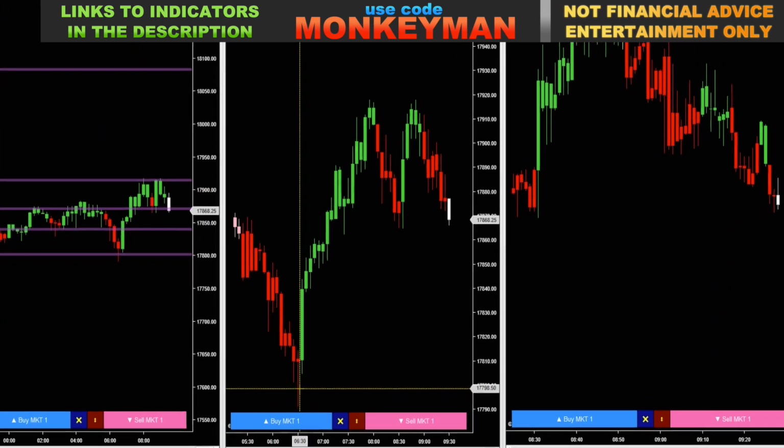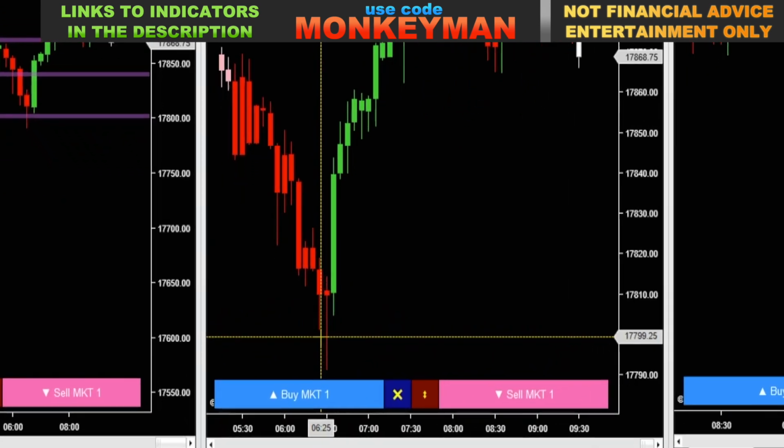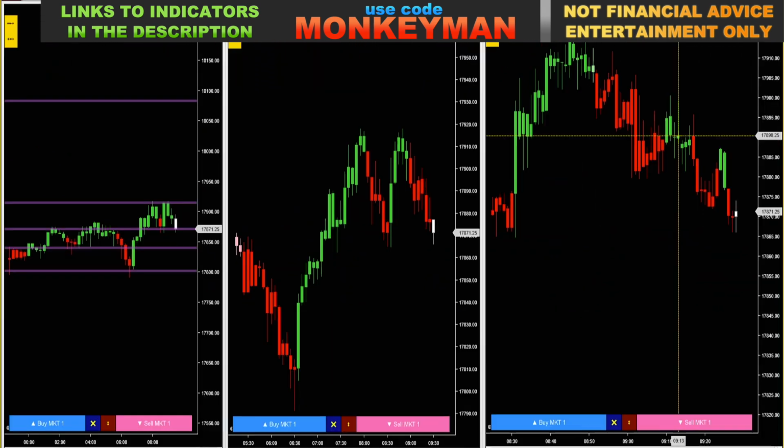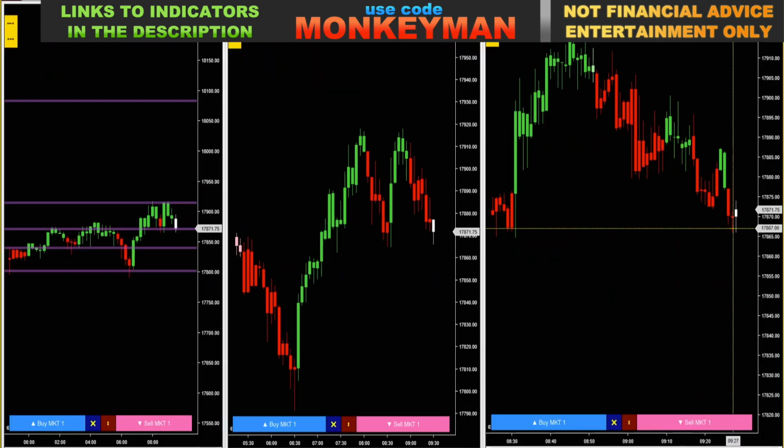I'm also looking at big wicks like this candle for areas of rejection. Got a big wick here, tiny little body, move down.